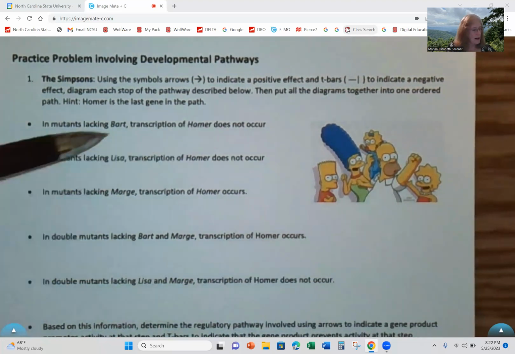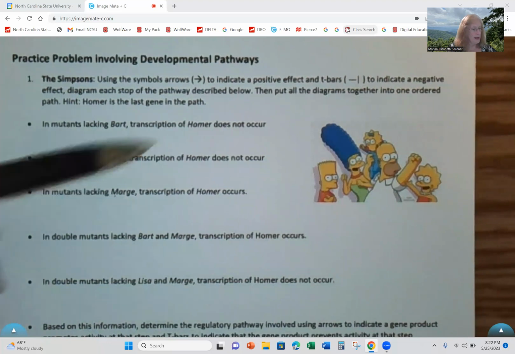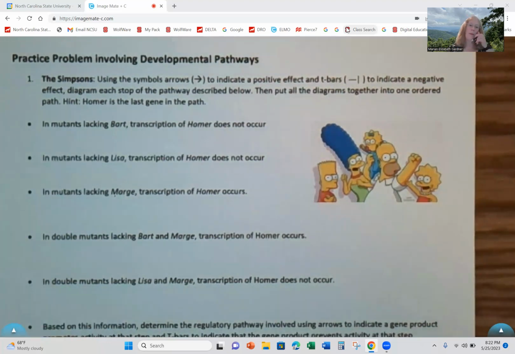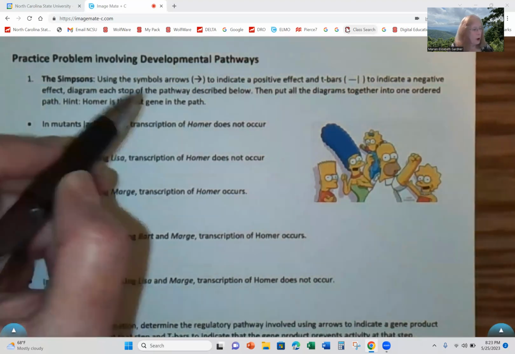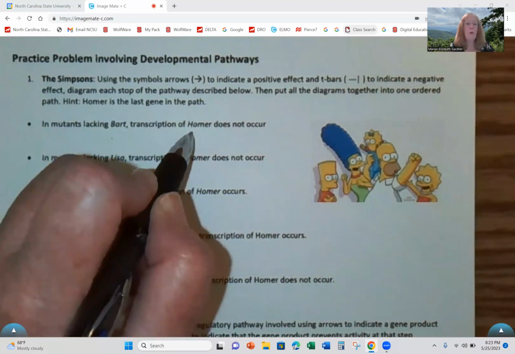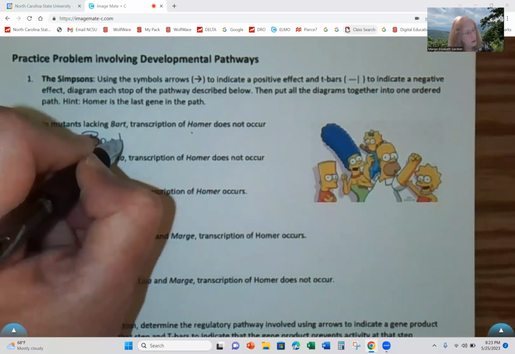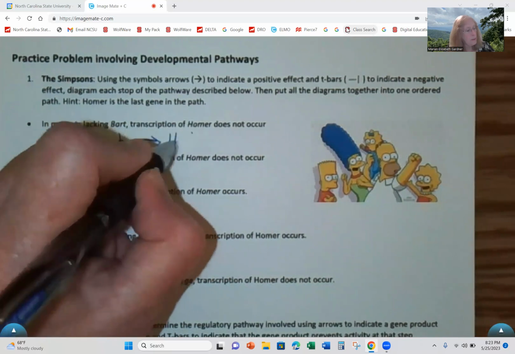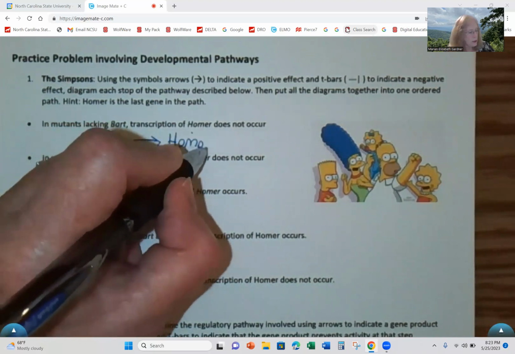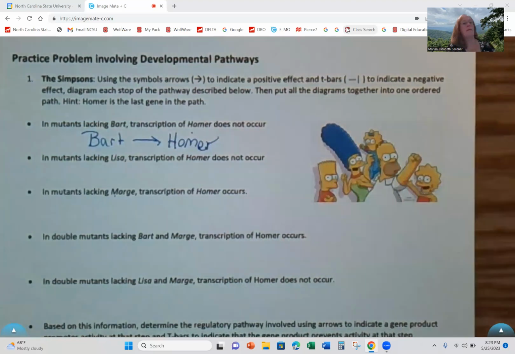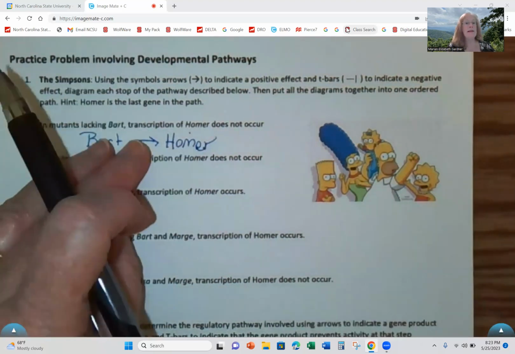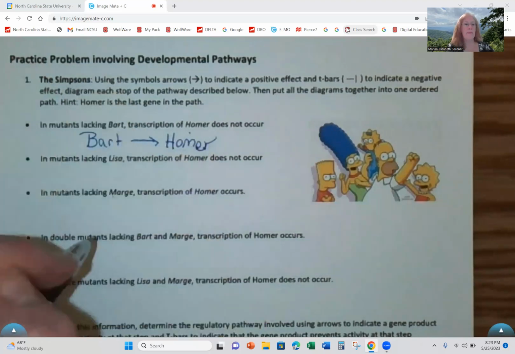So in this case, Bart, Lisa, Marge, and Homer are the various genes on my pathway. And Homer is my end product. So the question is, does transcription of Homer occur or not occur? And I look at all sorts of various mutants. When Bart was mutant, the transcription of Homer does not occur. And that tells me that when it's functioning correctly, Bart is promoting the transcription of Homer. Because if it's messed up, it doesn't promote Homer, Homer doesn't transcribe.